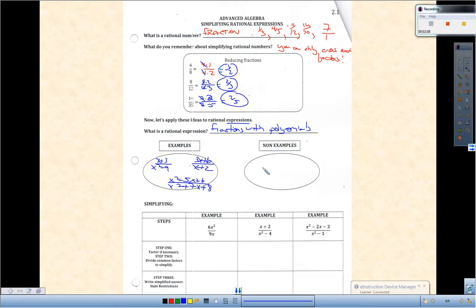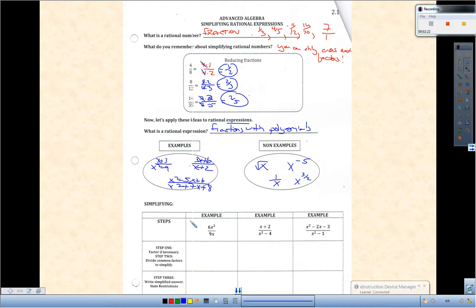Some non-examples might be like the square root of x, or x to the negative fifth, or 1 over x, or even x to the 3/2. All those are examples of non-rational expressions. Alright, let's take a look at 3 examples right quick.